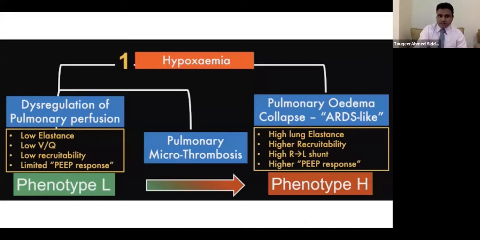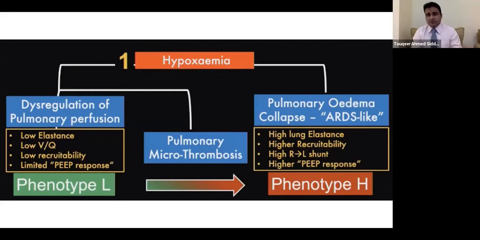So there's low elastance, there is low VQ mismatch, there is low recruitability, and PEEP response is not there. If you give 8 ml per kg tidal volume, that's recommended in these patients. So you don't need to go low tidal volume in this, you can give high tidal volumes, but higher PEEPs are not needed in this. It may just unnecessarily give barotrauma. So this is the L phenotype that Gattinoni has described.